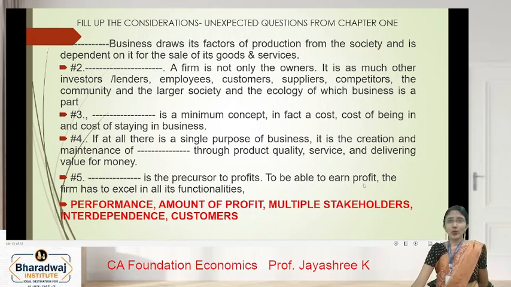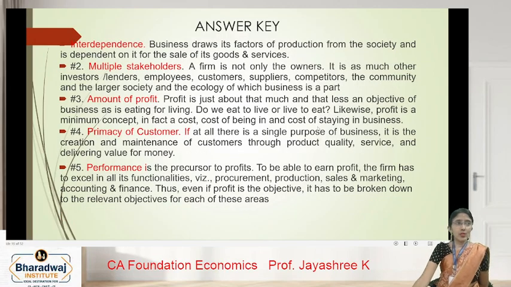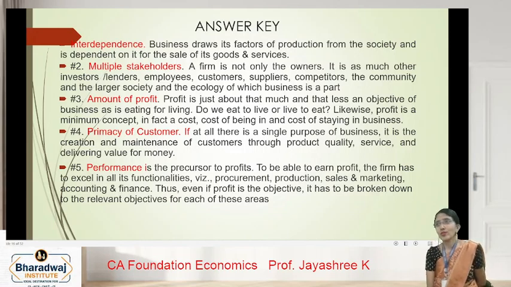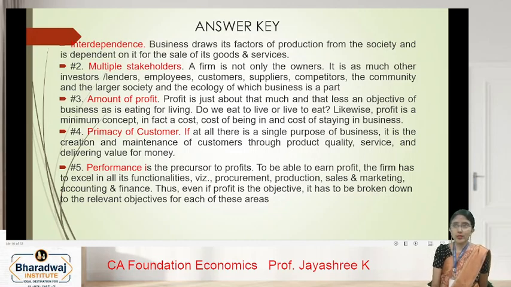Completed? Okay. Now let me give the answer key. Please check it. First one is interdependence. Second one is multiple stakeholders. Third one is amount of profit. Fourth one is primacy of customer. Fifth one is performance. How many of you got 5 on 5? Very good. So this is the kind of general knowledge you have, no? Excellent. Others, where did you make a mistake? Last two, you interchanged and wrote. Okay, so I think this is not bad. And I suppose you're taking down the answers now.